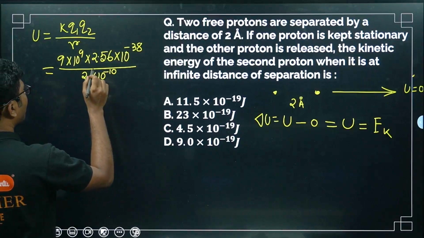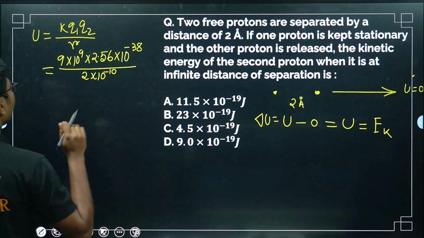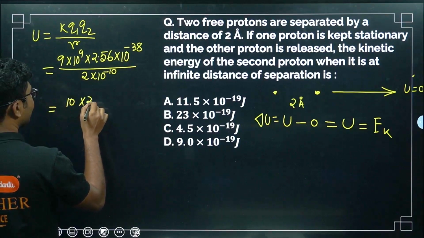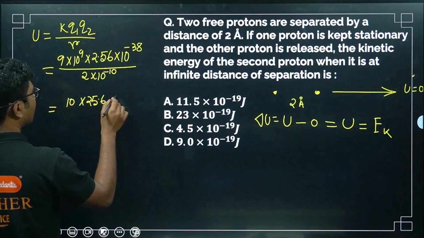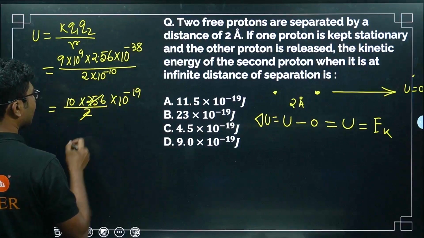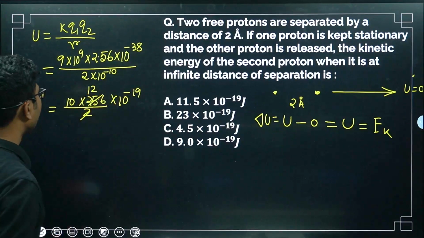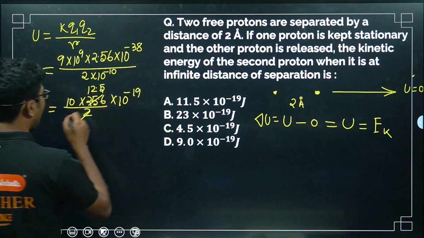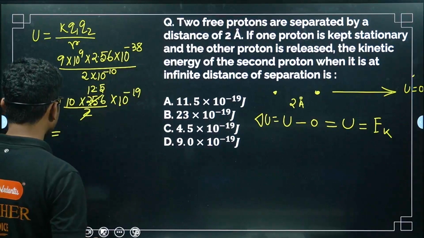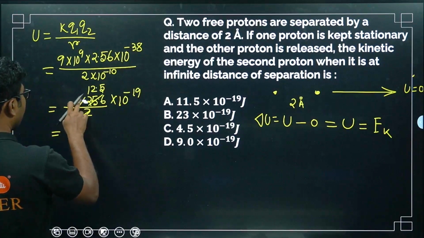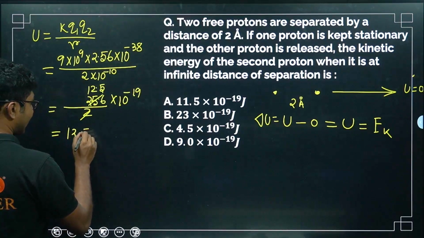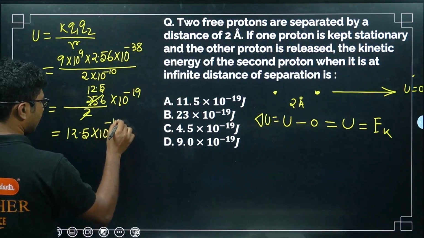So it will be, now again we will do the same approximation. We will assume this 9 as 10, and 25.6 times 10 to the power of minus 19 divided by 2. If you cancel this, you will get 12.5. And if you multiply it with 10, sorry, I made a mistake. If you have already multiplied the 10, your correct answer will be less than 12.5 times 10 to the power of minus 19.